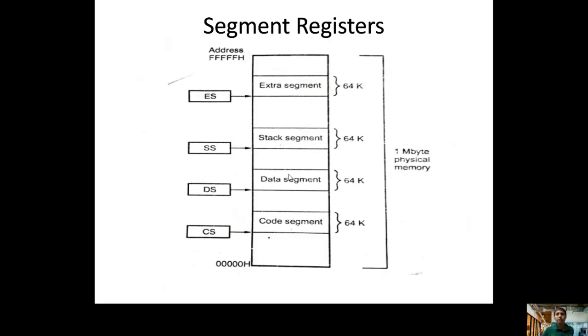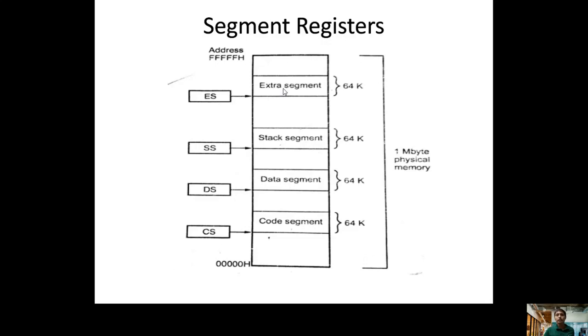For example, the data segment memory starts at 10000H and ends at, for example, 1FFFFH. Then the data segment register holds the starting address of upper 16-bit. The upper 16-bit address of this data segment starting address 10000 is 1000H. So it will hold 1000H here. Like that, every segment register can hold the upper 16-bit address of the corresponding segment memory.